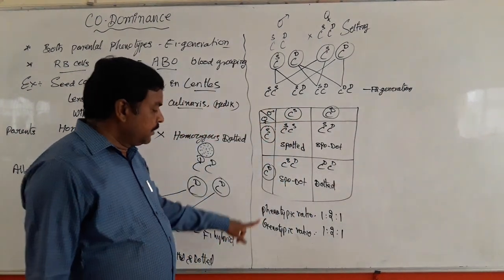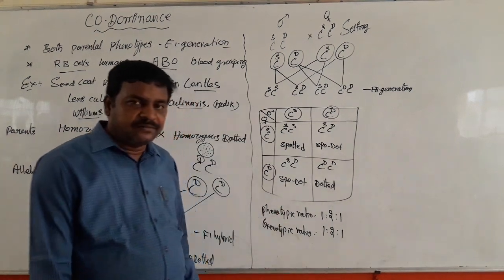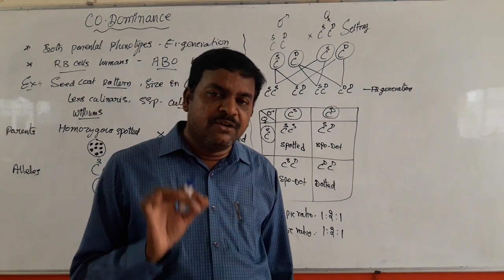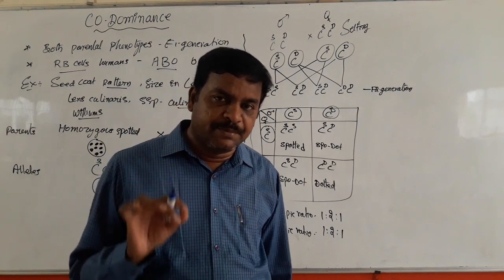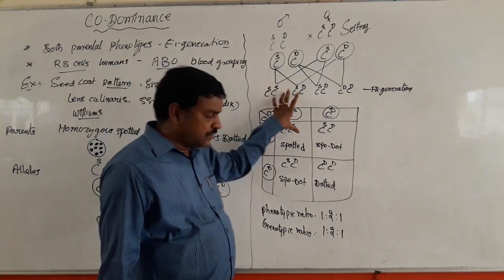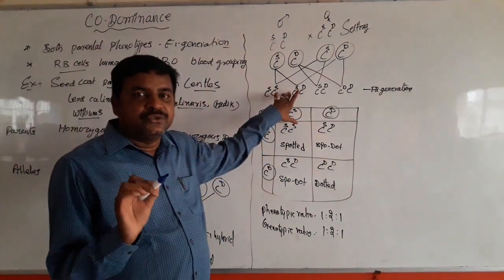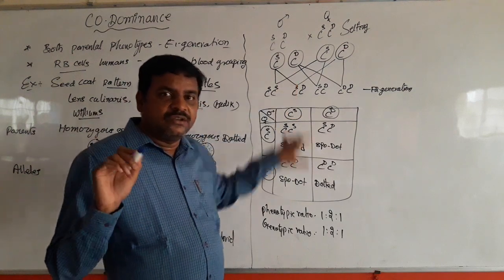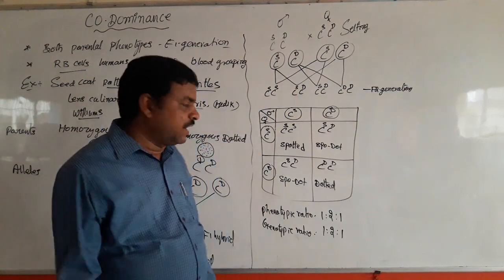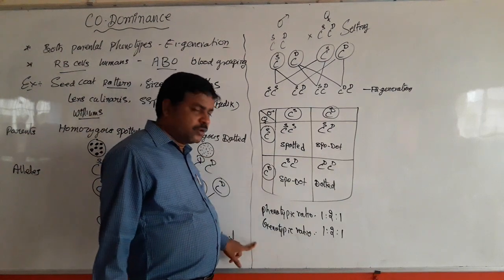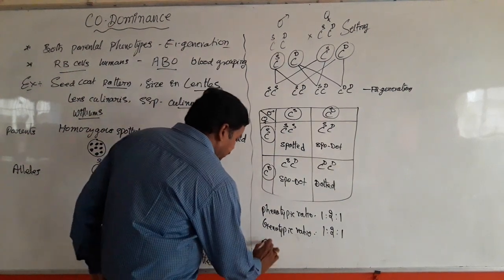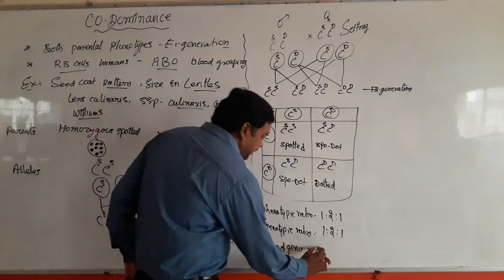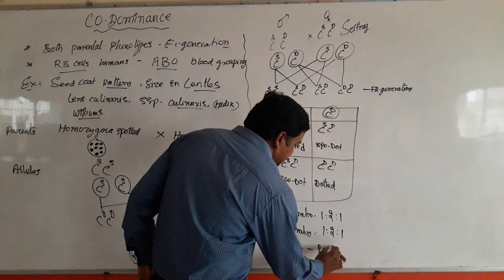So phenotypic and genotypic ratios are the same in codominance. Phenotypic and genotypic ratio in codominance is 1:2:1. Phenotypic and genotypic ratio 1:2:1. This is codominance. So phenotypically and genotypically the ratio is similar.